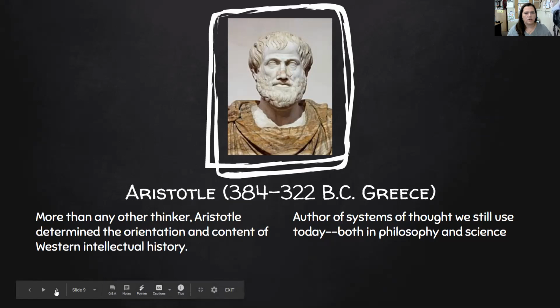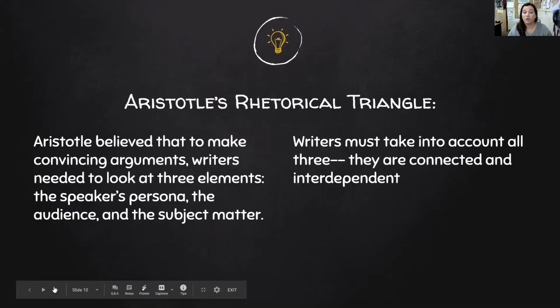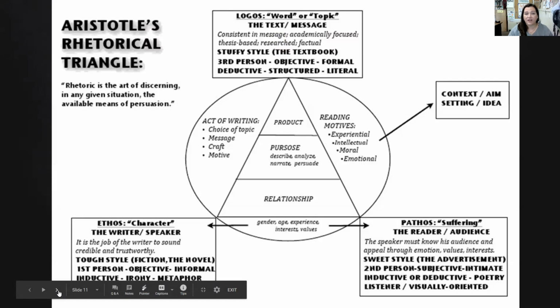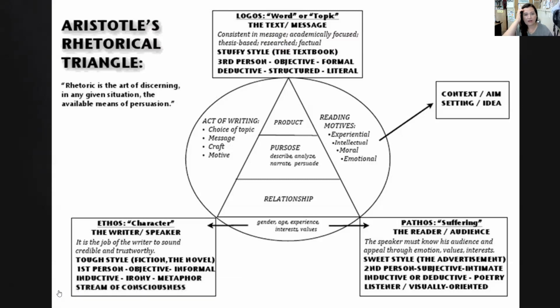Let's continue on. So Aristotle had a rhetorical triangle. Aristotle believed that to make convincing arguments, writers needed to look at three elements: the speaker's persona, the audience, and the subject matter. Writers must take all three into account, because they're all connected and interdependent. Here we have a picture of Aristotle's rhetorical triangle. You can see how they are connected.